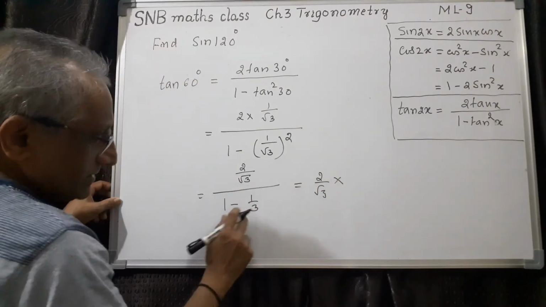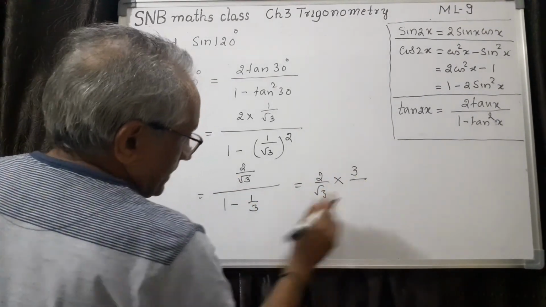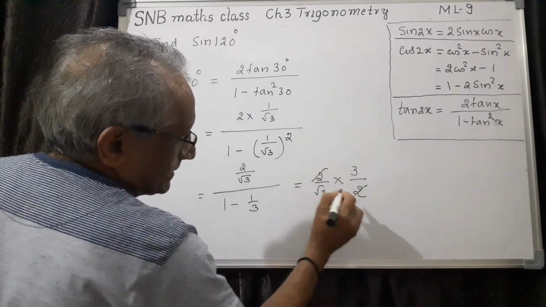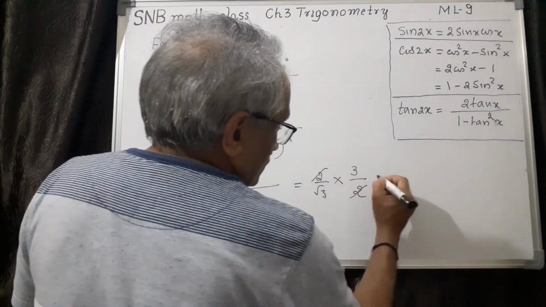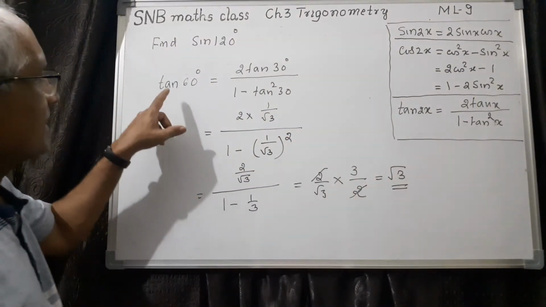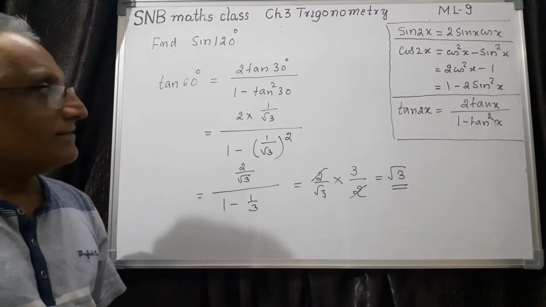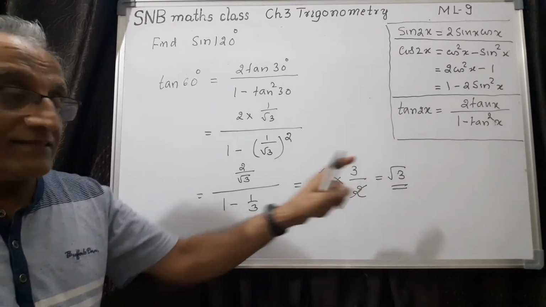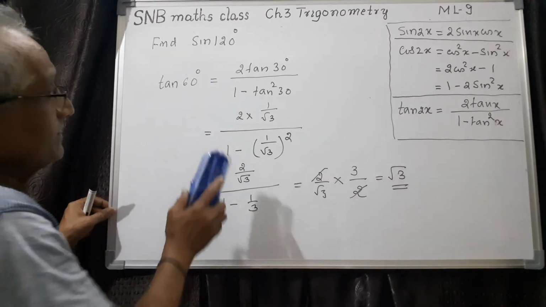So when you simplify this one, 3 goes up here and 3 minus 1 is 2. So you see 2 and 2 cancel. And 3 by root 3 is root 3. So tan 60 is root 3. You can do it by any method, but you must get the same answer. Now you can find what is tan 60.